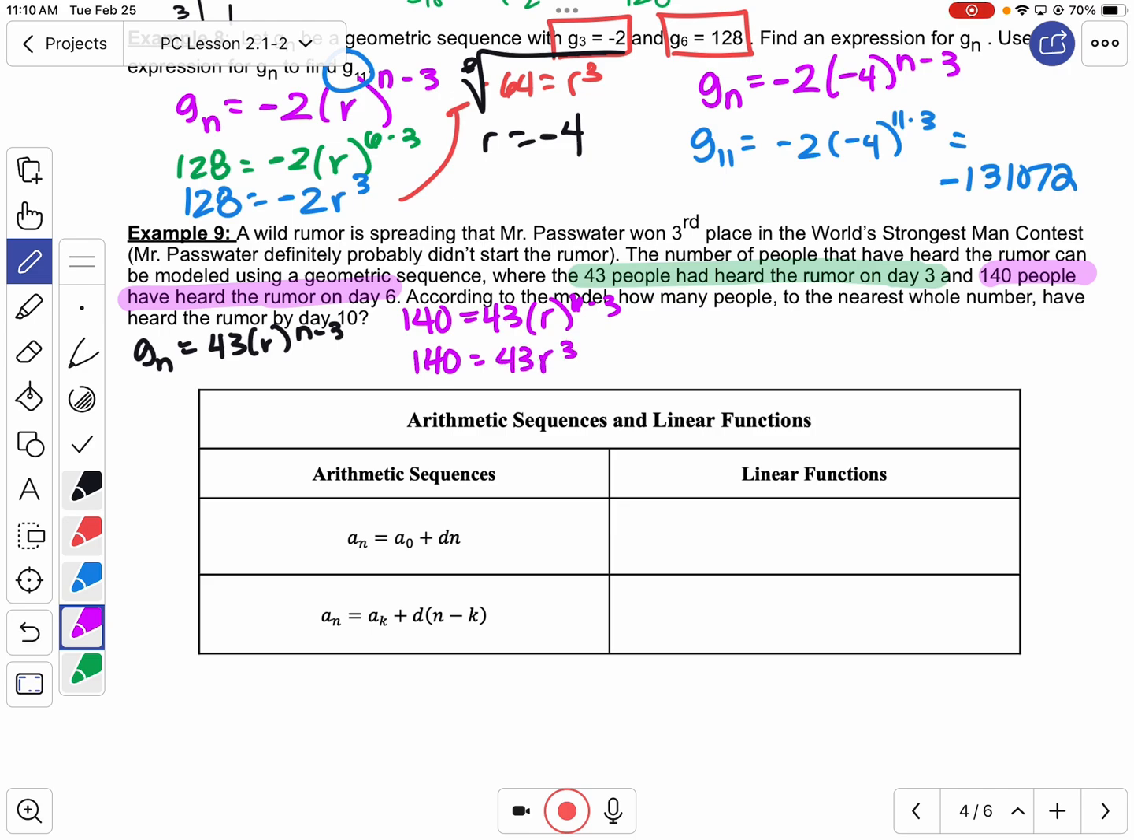So just like we did a few minutes ago. Now, 140 over 43 is not pretty, and it equals r to the third. And then when I take a cube root, it's even uglier. It's 1.482.